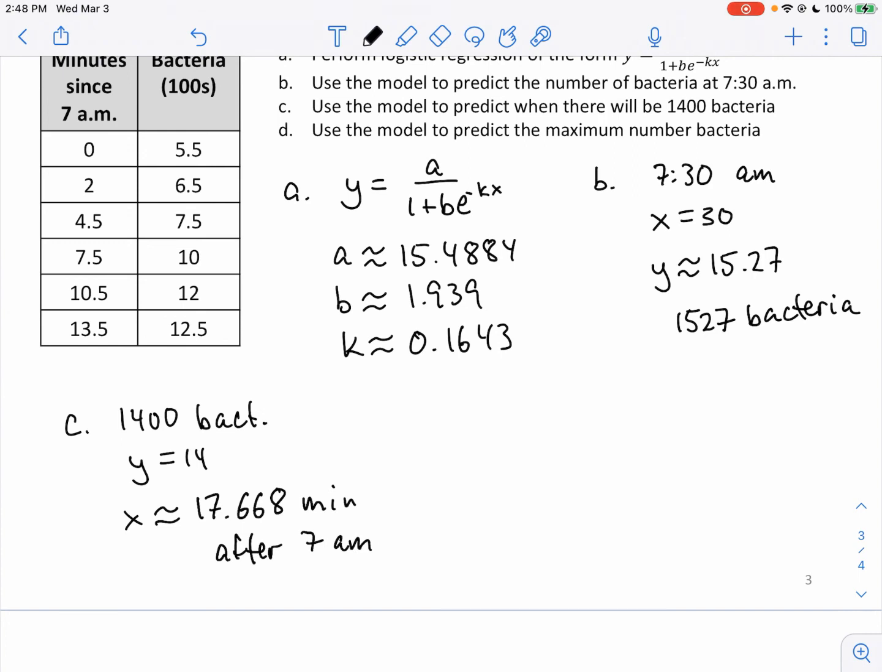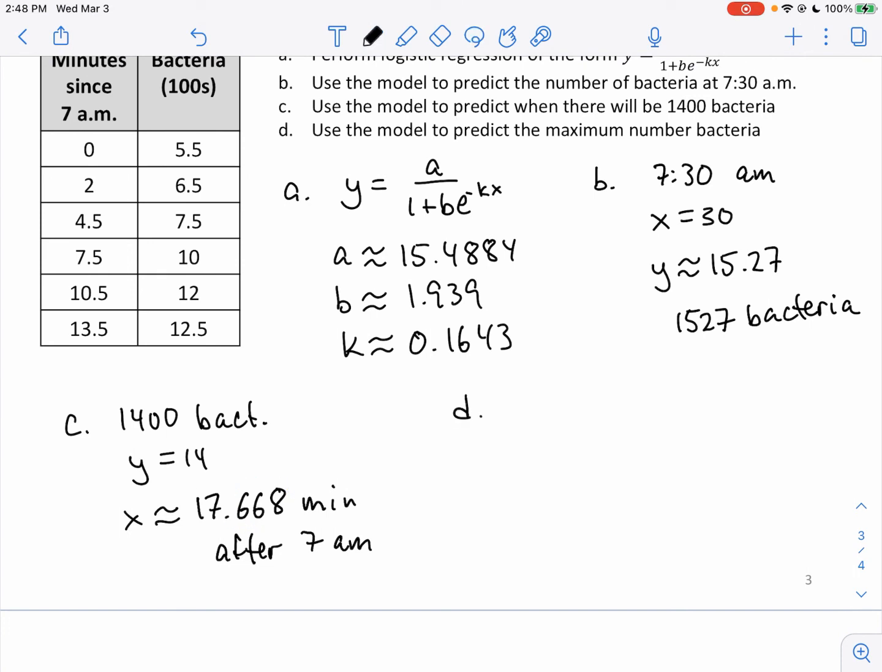So it's going to be somewhere between 7:17 and 7:18 as far as time is concerned. And if you want to figure out how many seconds in between, you'd convert 0.668 minutes into seconds to determine how many seconds that is. I'll leave that to you to determine, though.